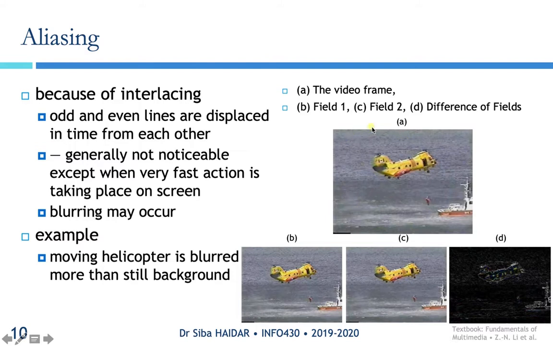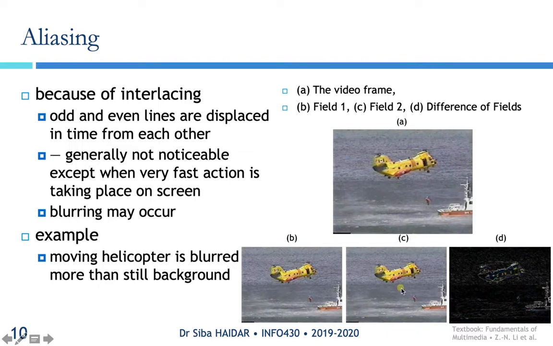Like in the example, you have a helicopter. So every part of a second, the helicopter moved, it changed its place. And this is an example of blurring. So this is aliasing. This is blurring where it may occur. Example, in this moving helicopter, if you take field 1, the odd field, and field 2, which is the even field, and those are two matrices of the same dimensions, because this is half the frame and this is half the frame, half the lines and half the lines.